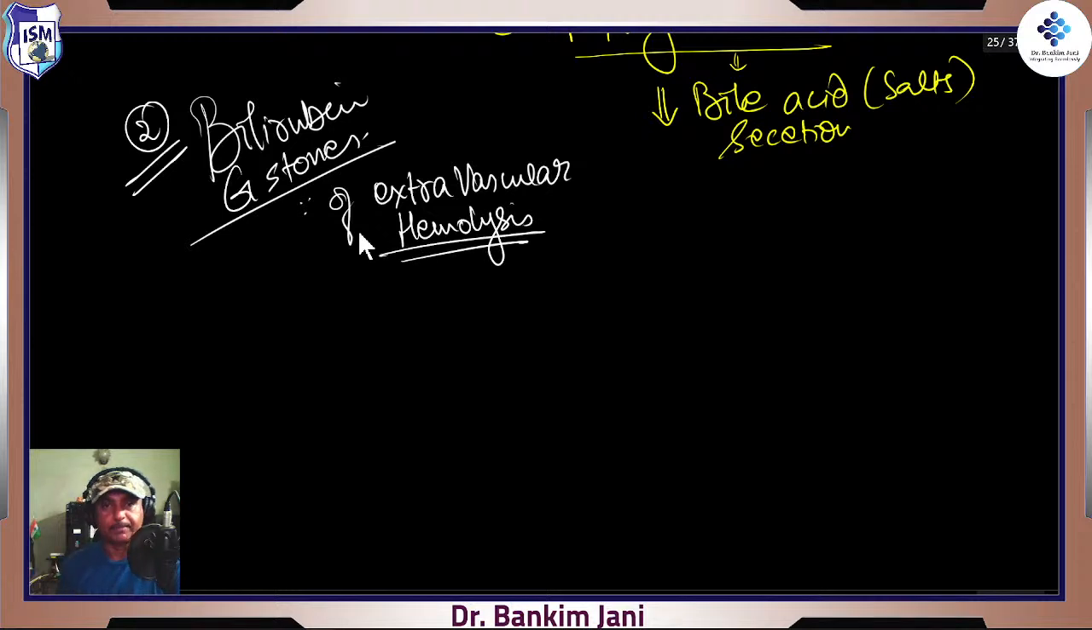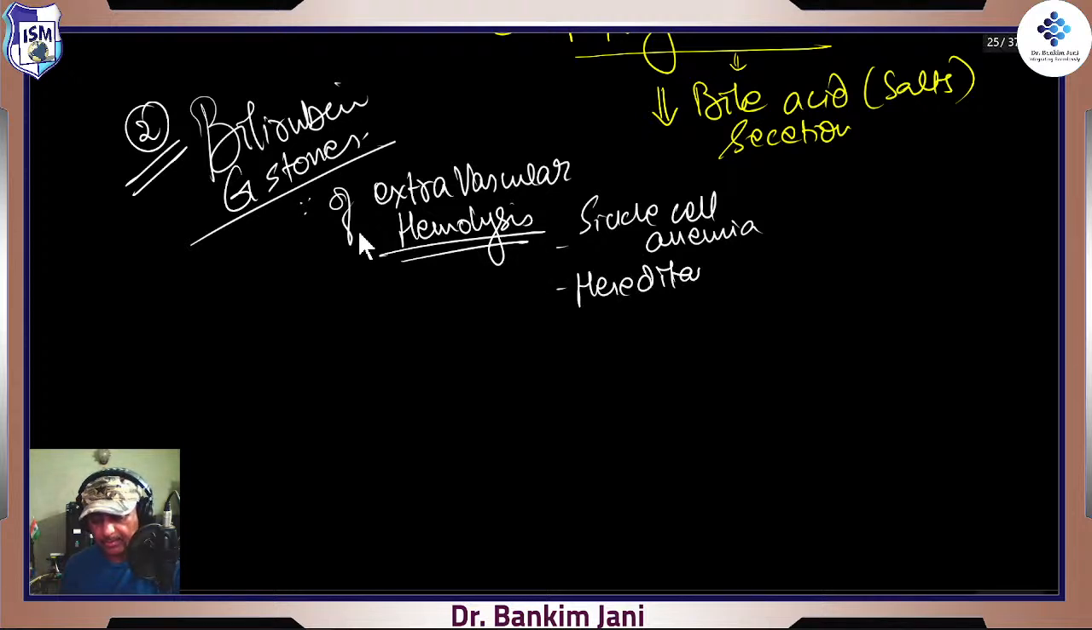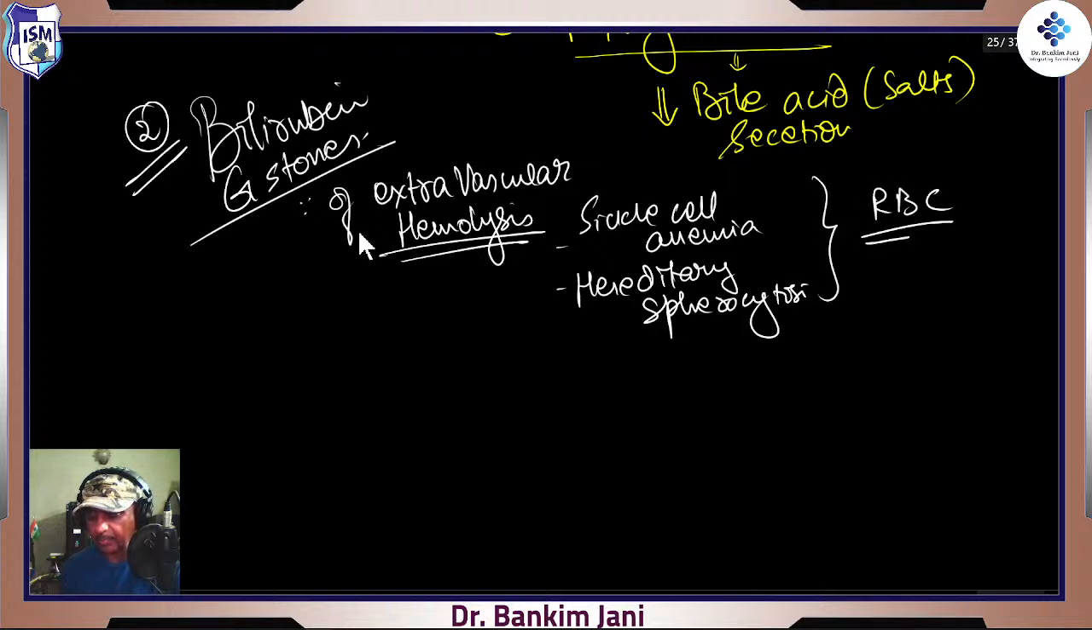Extravascular hemolysis. Now it could be, as we were talking about, let's say sickle cell anemia, right? Those RBCs rupture at a very high rate. Hereditary spherocytosis, right? All of these are similar. So what is happening in all of these cases is that those RBCs are breaking at a high pace, right? Because RBCs are defective, so they will break.